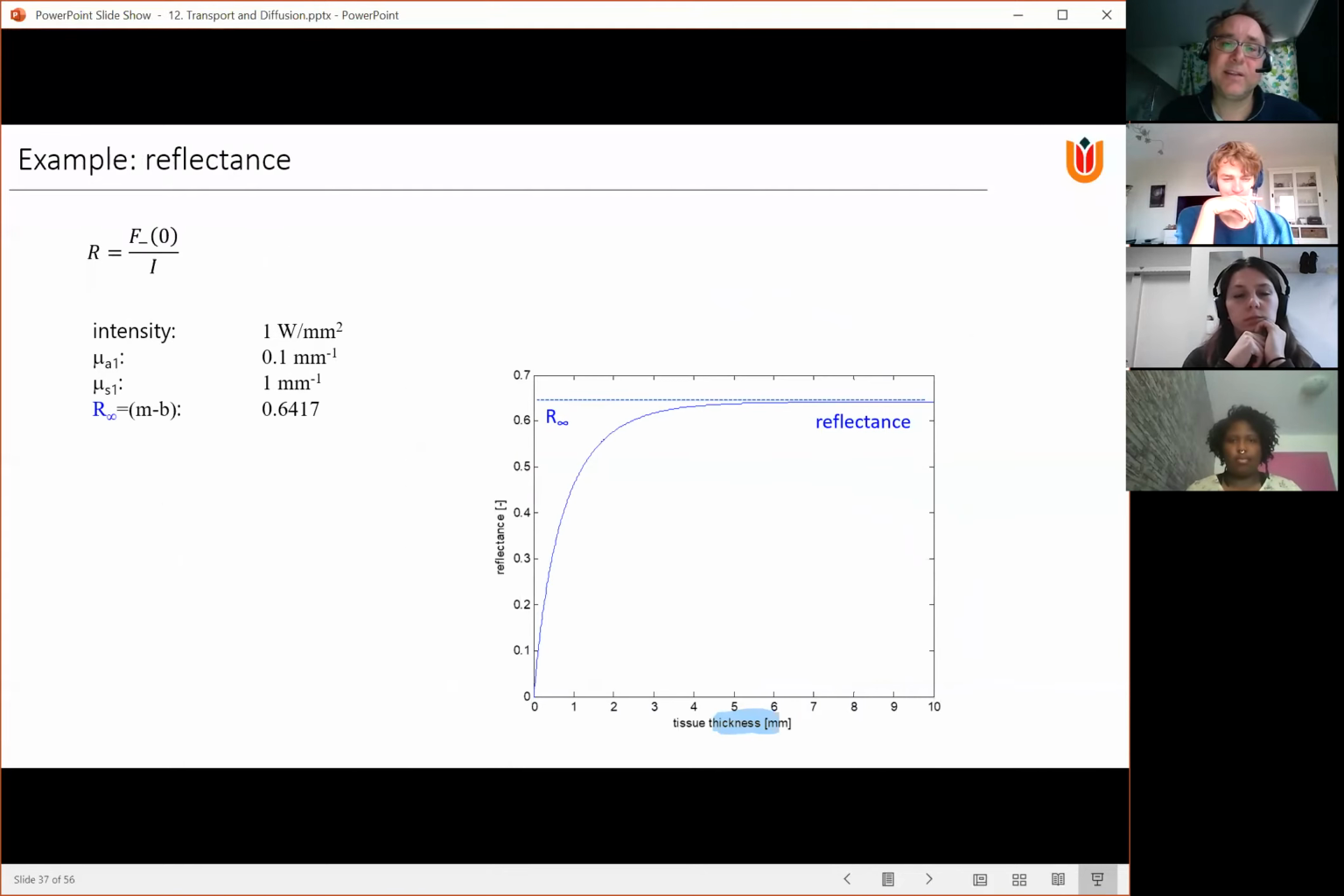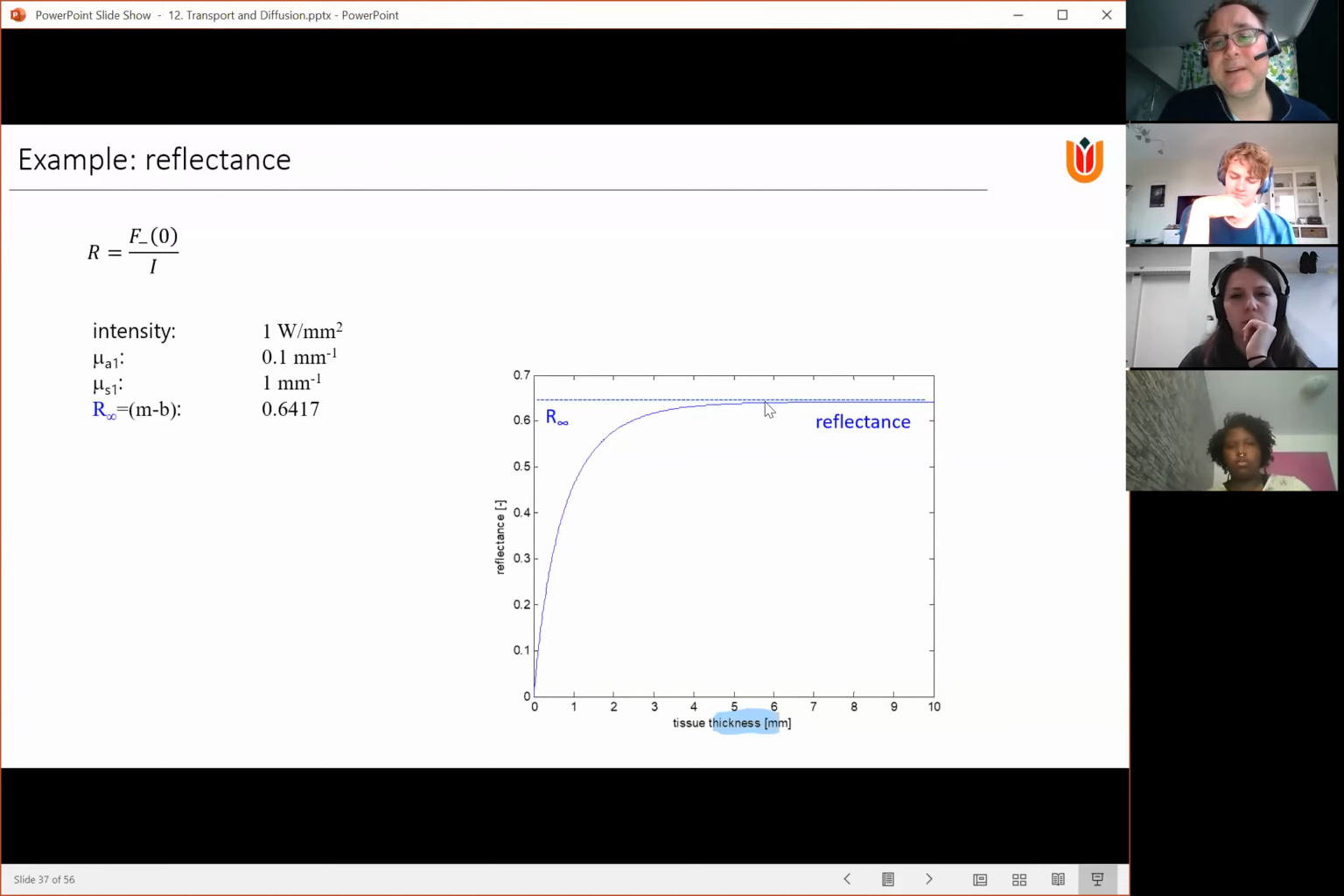this one is quasi-realistic, a little bit careful. So now on the horizontal axis is not the position in the tissue, but the thickness of a tissue slab. And what is calculated here is the reflectance of such a slab as a function of the thickness of the tissue. And as you can see, if the tissue is very thin, then the reflectance is very low, which means that most of the light is transmitted to the other side. If the slab gets thicker, more and more light gets reflected as well.